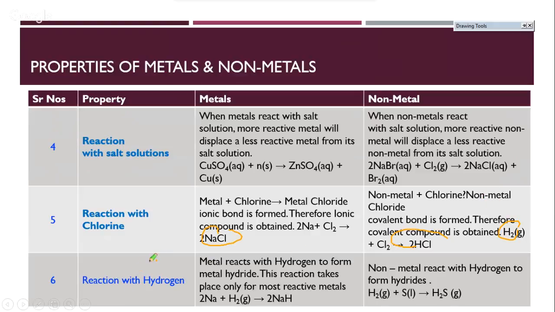Now the reaction with hydrogen: metals form hydrides, whereas non-metals also form their hydrides, except that in metal hydrides the hydrogen is H minus, whereas in non-metal hydrides it is H plus. So in metals you end up getting H minus, and in non-metals you end up getting H plus.